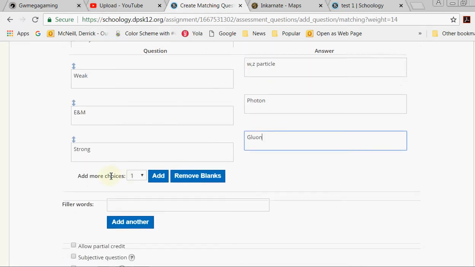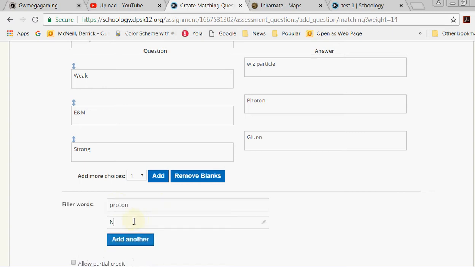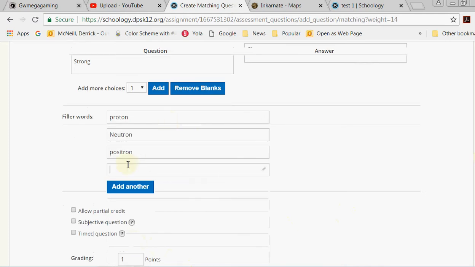And then below that, I can bring in more choices like I can with most of the other quizzes that we're looking at, like ordering and multiple choice. But there are also filler words. So if I wanted to bring in more words to this setup and bring in, let's say, proton, which is not an exchange particle. Let's bring in a neutron, which is not an exchange particle. Let's bring in a positron. Okay, so all of these are going to come in as potential.